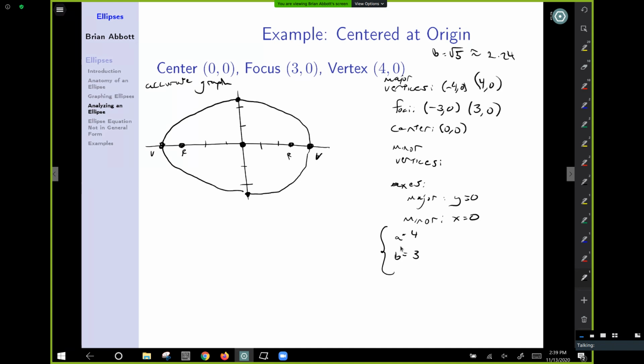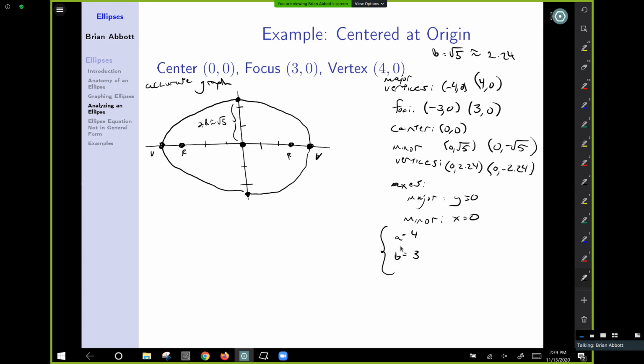And then our minor vertices. Well, what was this distance? That distance was that b value of root 5, which is approximately 2.24. So I'm going to write them in both the exact format and the approximate format. For the exact format, it would be 0, root 5, and 0, negative root 5 for the lower one, which relate to 0, 2.24 as an approximation, and 0, negative 2.24 as the other approximation, respectively.